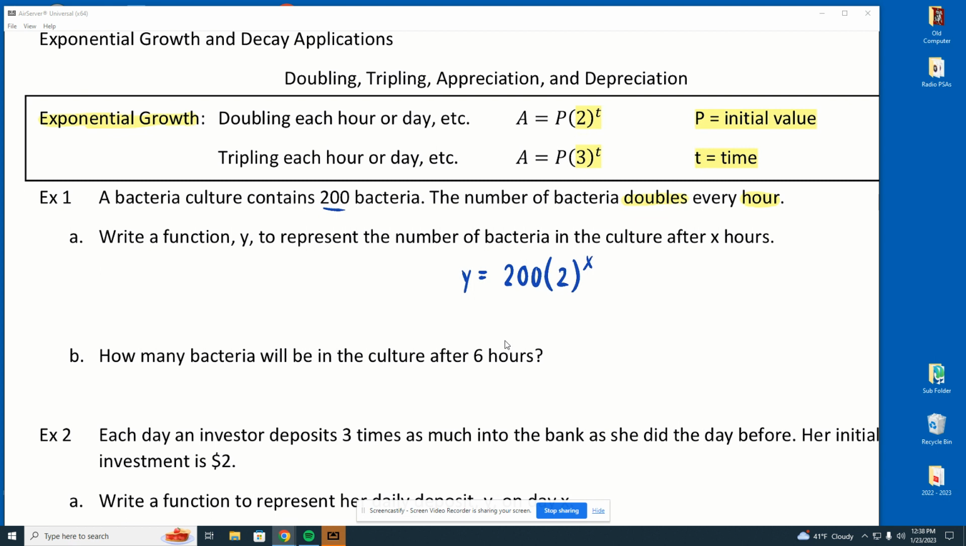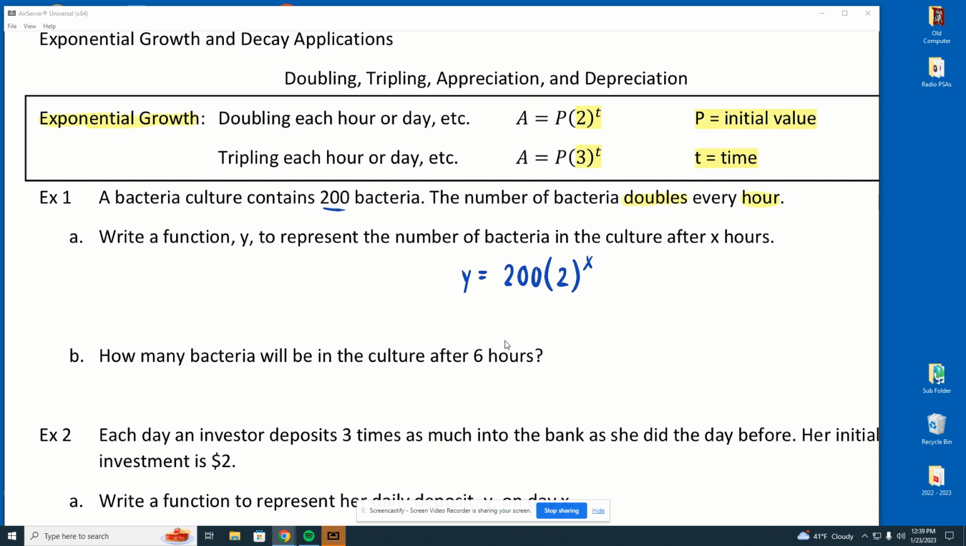I am not changing this equation to 400 to the x power. Yet I see people do that all the time. Why can I not multiply 200 by 2? PEMDAS. You guys learned it a long time ago, right? Exponents come before what? Multiplication. I can't multiply 200 times 2 because 2 is being raised to the x power.